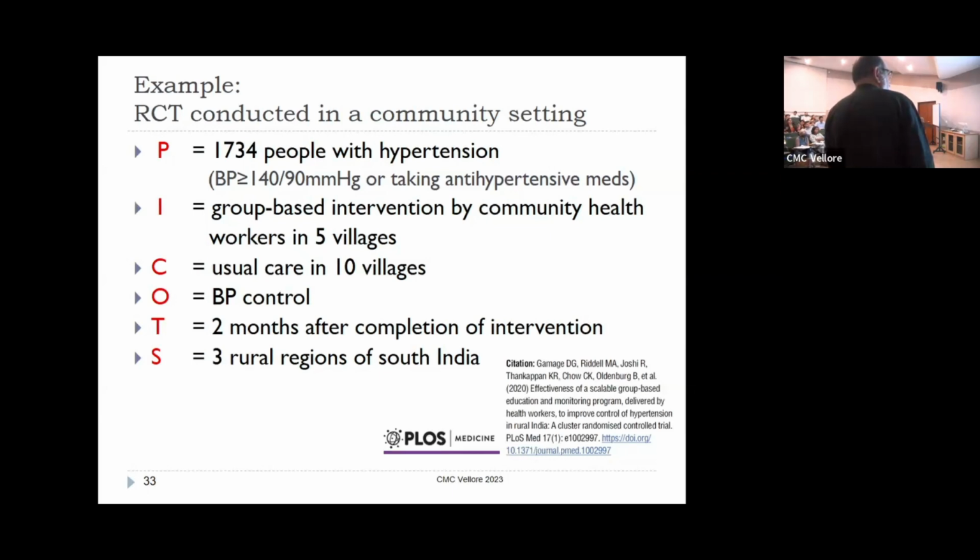And they did it in a cluster design. And they had a group-based intervention by Anganwadi workers, community health workers in 5 villages. And they had usual care in 10 villages. They standardized usual care. And notice here, they didn't have an equal number of villages. Why?